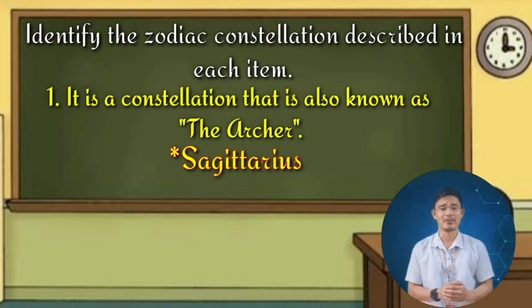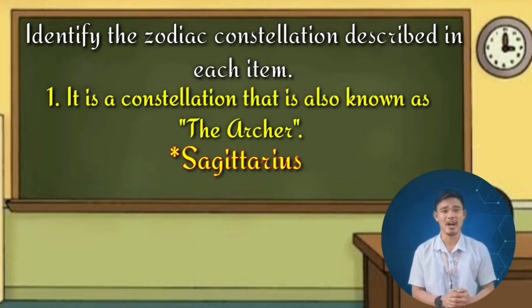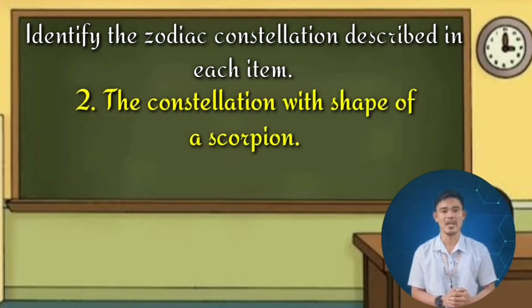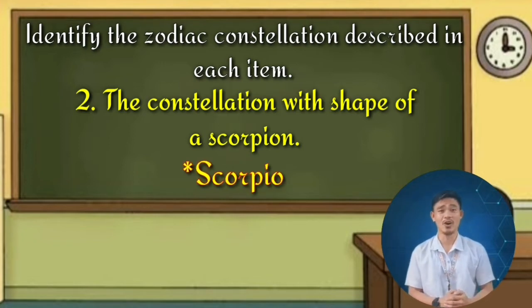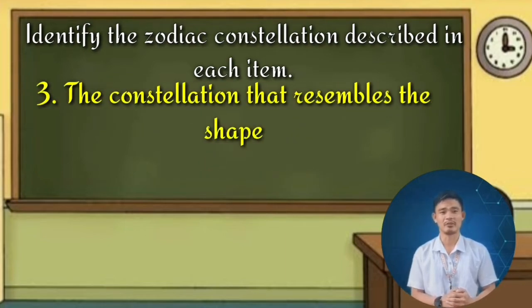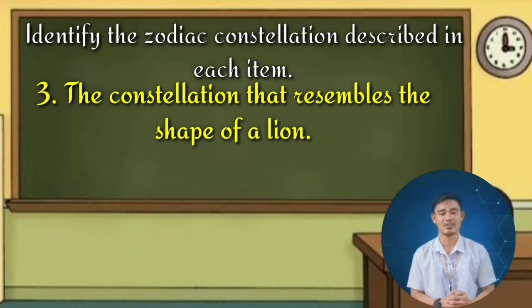Item number 1. It is a constellation that is also known as the Archer. Very good. The correct answer is Sagittarius. Number 2. The constellation with the shape of a scorpion. Correct. The answer is Scorpio. Item number 3. The constellation that resembles the shape of a lion. Very good. The correct answer is Leo.